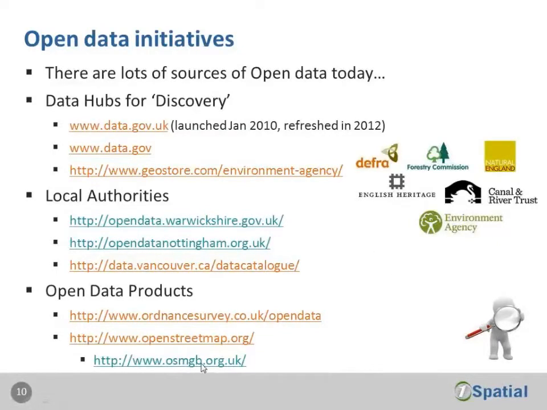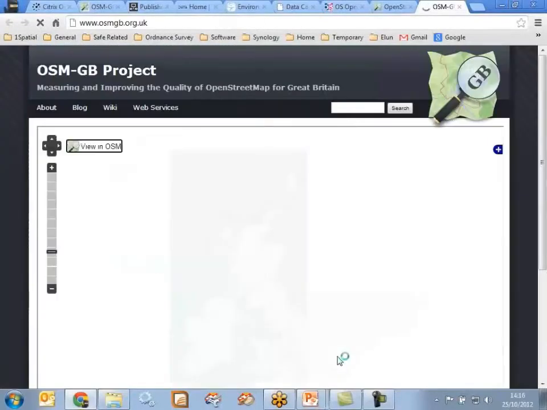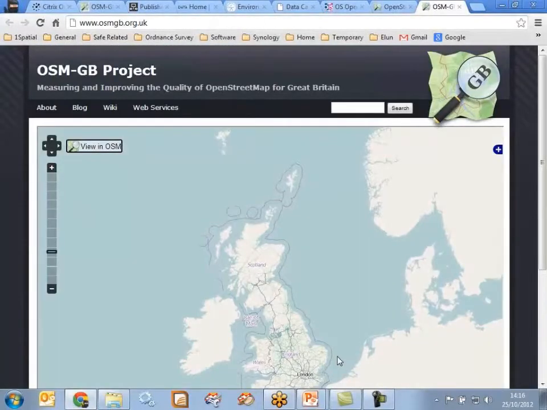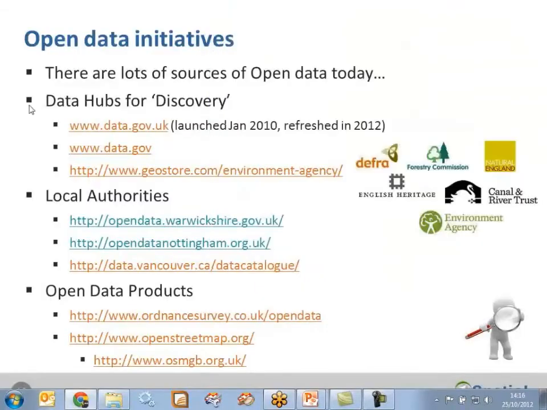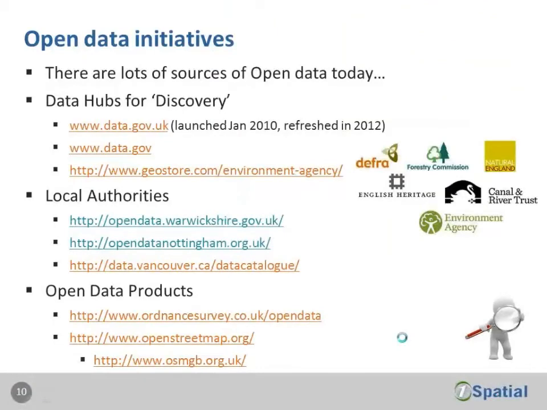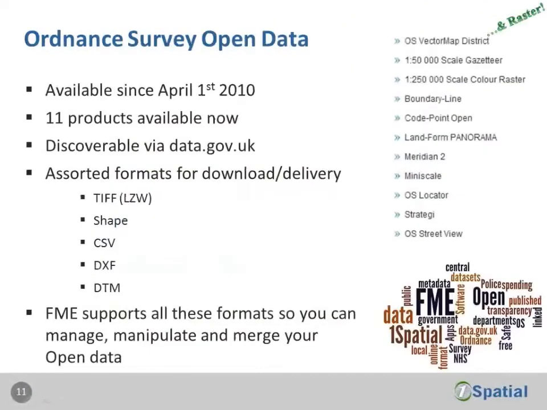Interesting for people in the UK is openstreetmapgb.org. This is a collaborative site that it's useful to go and have a look at, and I'll talk more about that in a moment, so I'll leave that URL up there for a moment. That's osmgb.org.uk. I'll just drag that out of the way, and we'll cover that in a bit more detail in a moment.